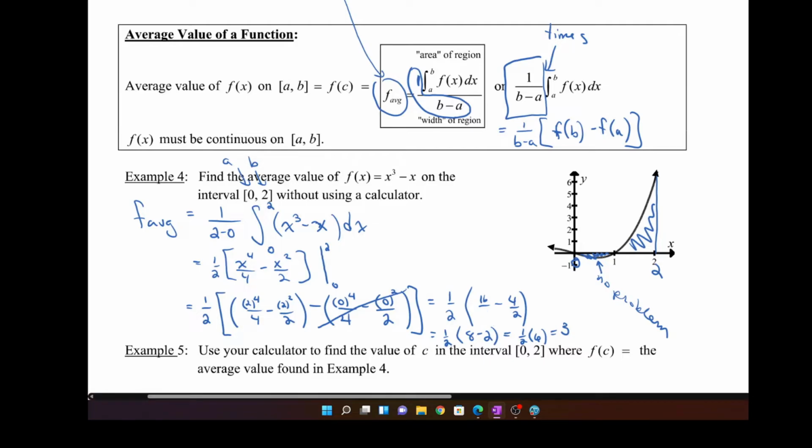Oh, sorry, by 4. My bad. By 4. I knew my numbers were off just a little bit. Fixing it right now. 4 minus 2 is 2, and 1/2 of 2 is 1. Sorry.